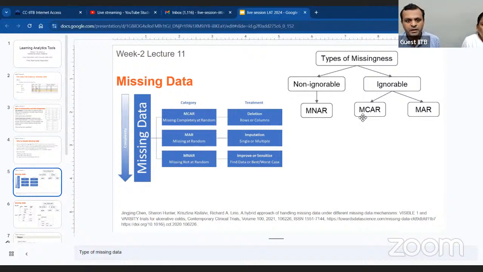Missing completely at random happens sometimes, but not many data are missing, only a few. If the data is missing at random in one particular column or one particular thing, you could either delete that row or you could impute the data.